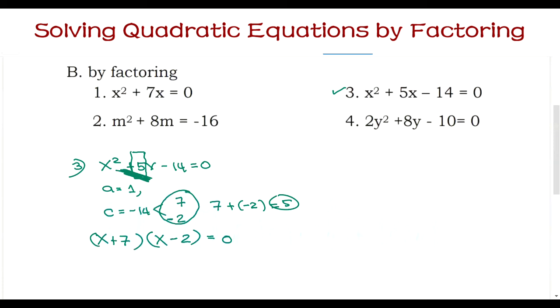So, let's solve. By the zero product property, anong ibig sabihin nun? Yung x plus 7 ay equal sa 0 or yung x minus 2 ay equal sa 0. Okay? Or they can be both equal to 0. So, finally, solving for x, here x equals negative 7. Okay? Dito naman sa kabila, x equals, transpose negative 2 to the other side, you will have positive 2. Ganun lang. And then lastly, we have number 4.